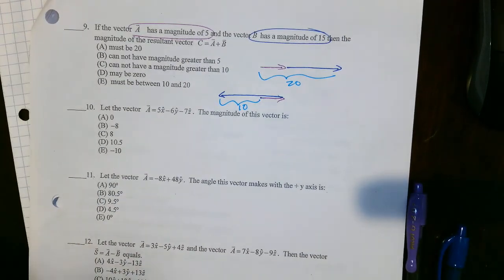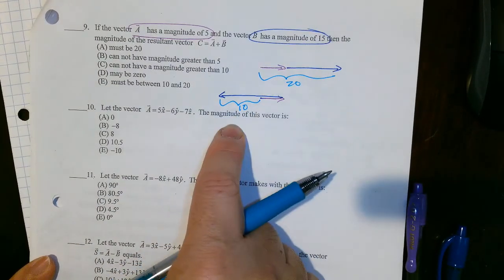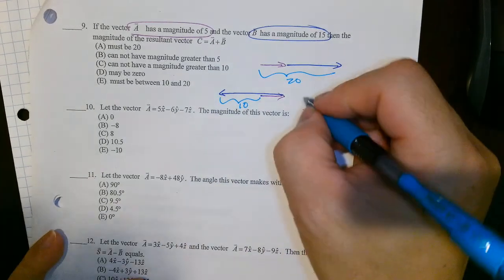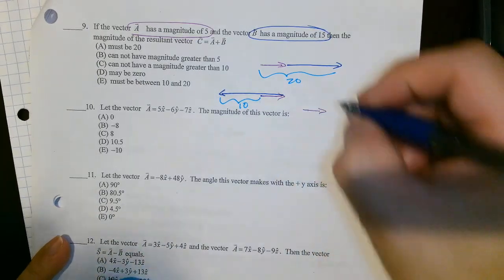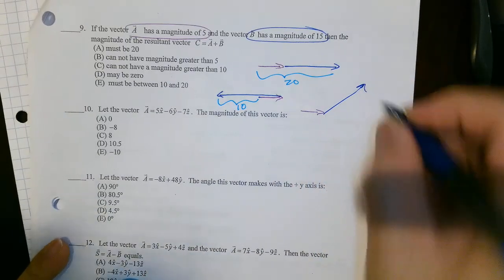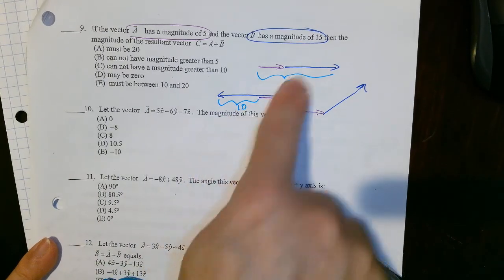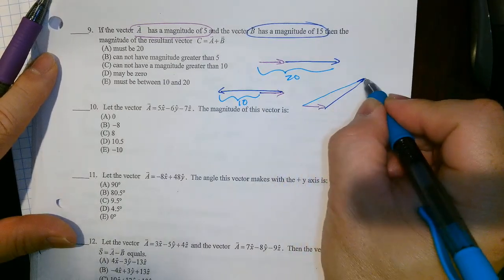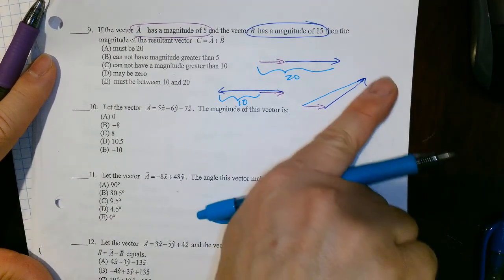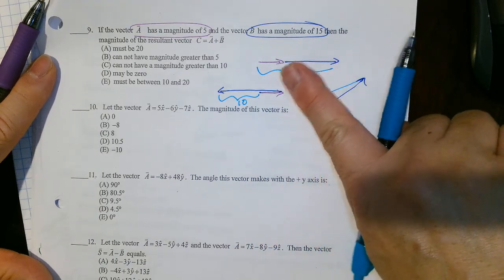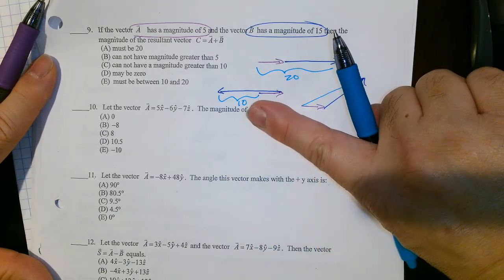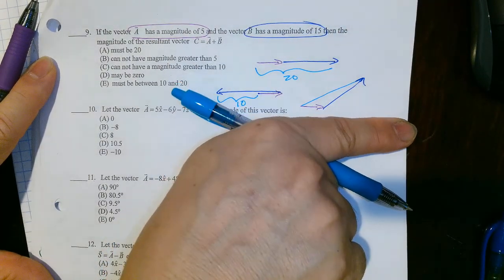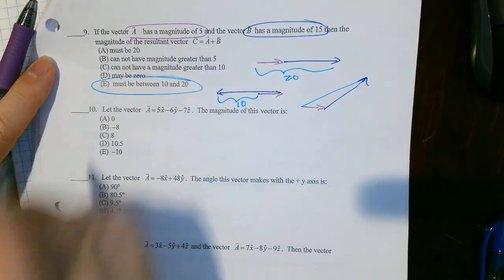So this is the extreme case. All other cases can be between 10 and 20. Anything here has to be less than 20. If I continue going like this, it's going to reach 10, and then it's going to get greater than 10, and the maximum is 20. So it has to be between 10 and 20.